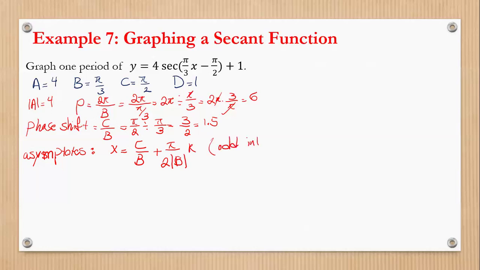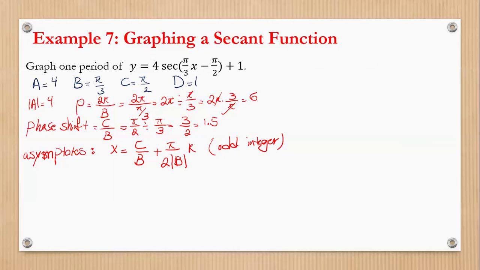Okay, so remember in this case, the k must be an odd integer because the reciprocal of secant is cosine, and the cosine is 0 at odd multiples of pi over 2. That's why the k must be an odd integer. What does it mean? That means you can only replace odd numbers for k.